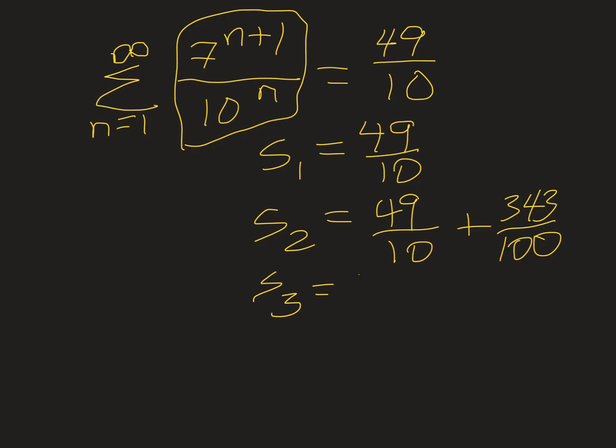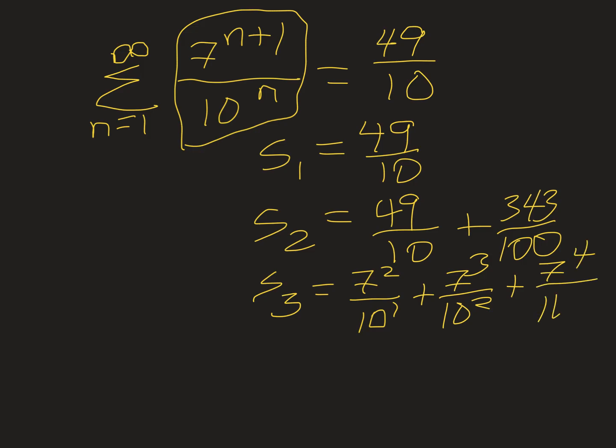Well, now it's 7 to the 4th power. So I'm going to rewrite this a little bit differently. I'm going to write it as 7 squared over 10 to the 1st plus 7 cubed over 10 squared plus 7 to the 4th over 10 cubed. And this is the next term, all right? And so I can do that ad nauseum to write partial sums. So there's an example of writing partial sums for a given sequence, okay?